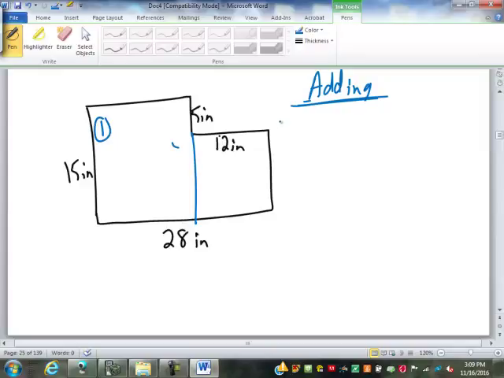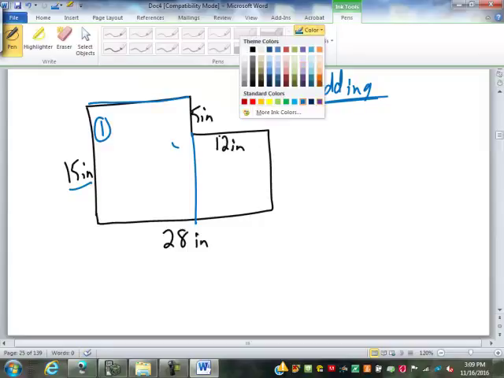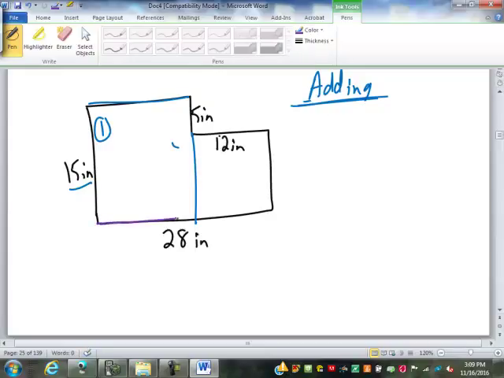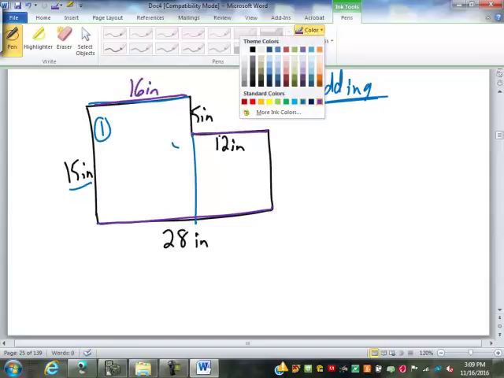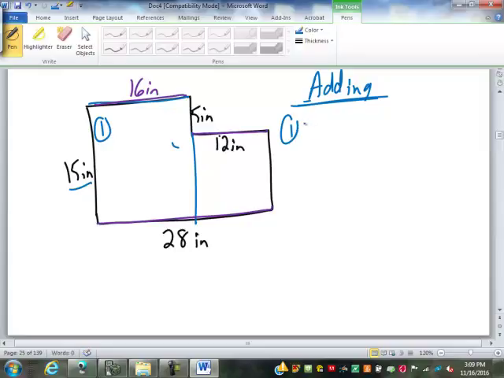For rectangle 1 here, it's 15 inches tall, but I would need to know this dimension. What's that dimension going to be? I have 28 all the way across. I have 12 here. That piece has to be 16. Very good. Good job. So the area for piece 1 is 16 inches by 15 inches, or 240 inches squared.